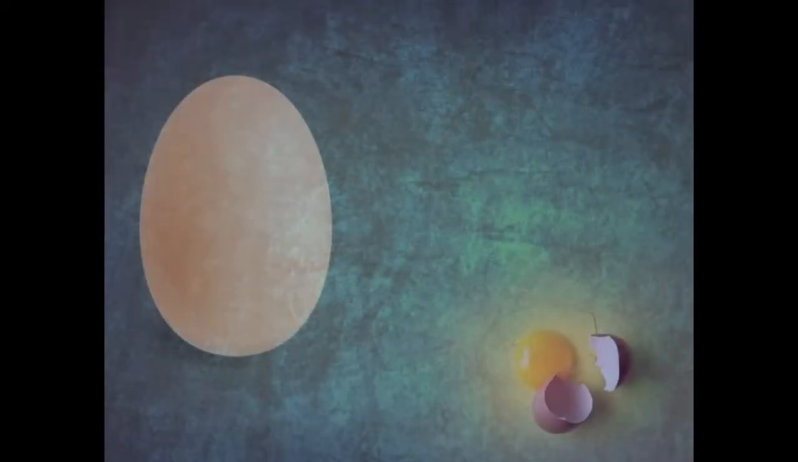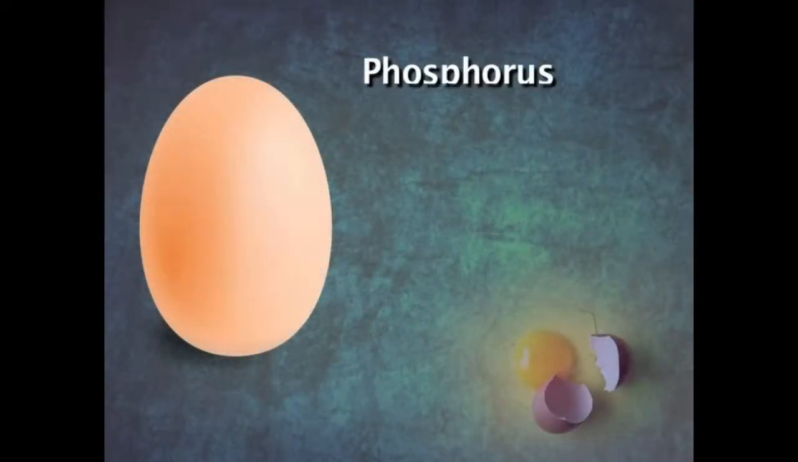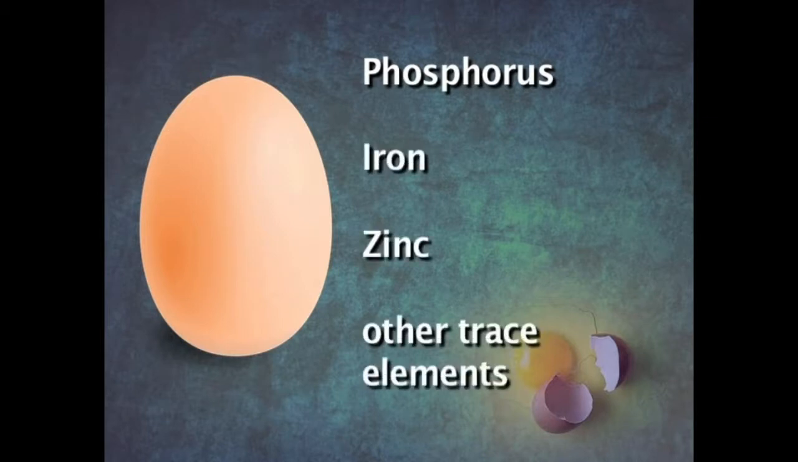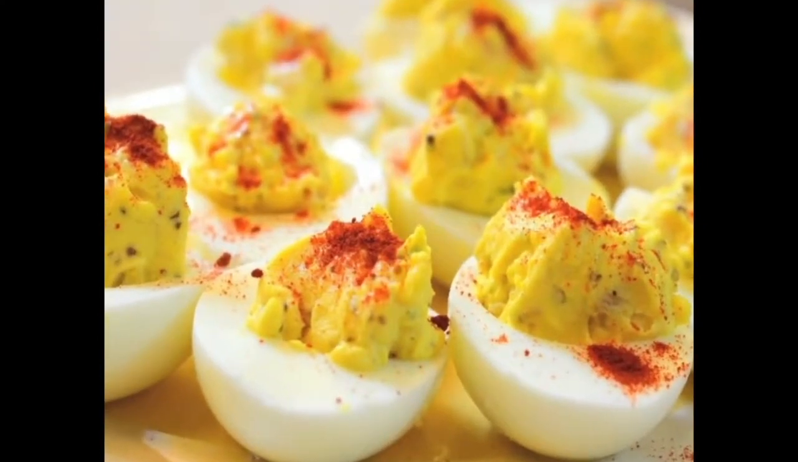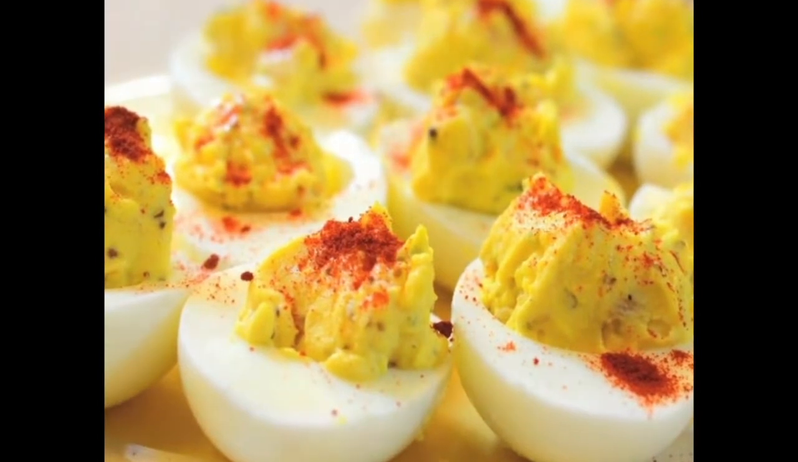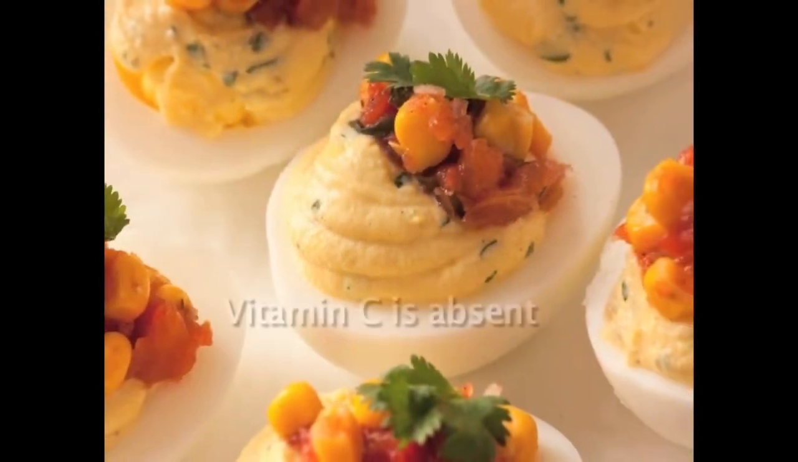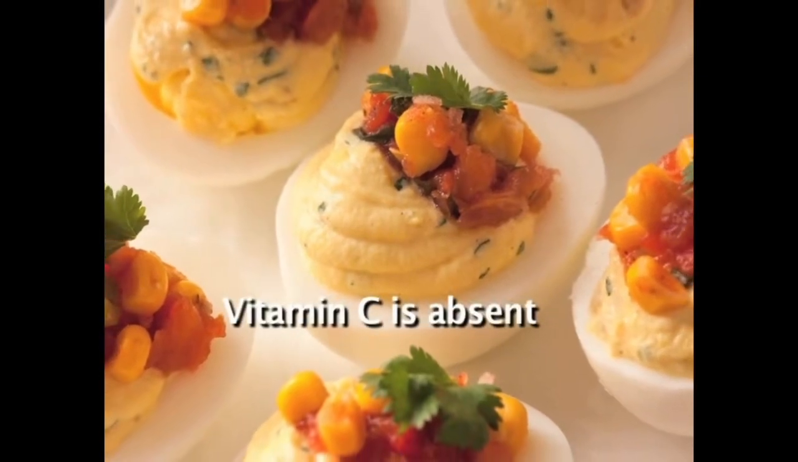Egg is also a very good source of other trace elements like phosphorus, iron, zinc, and other trace elements. Egg is a very good source of bioavailable zinc. The iron in egg is present in the form of a substance which is difficult to absorb. Therefore, egg is a poor source of iron. Vitamin C is absent in the egg.